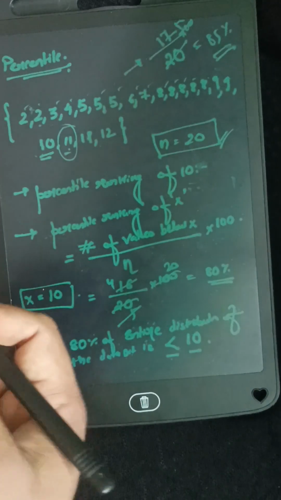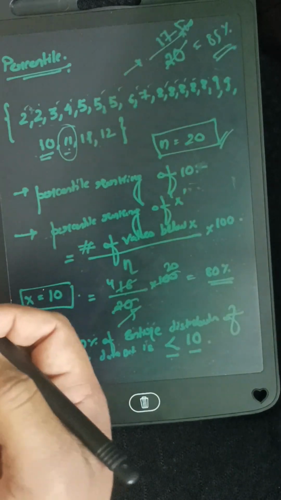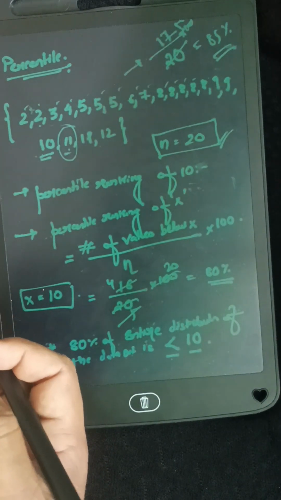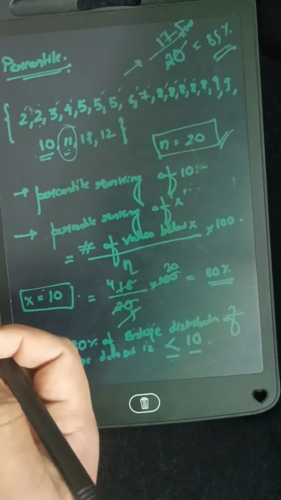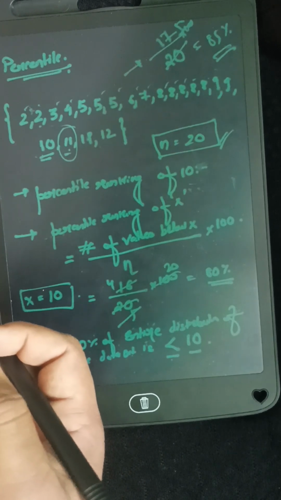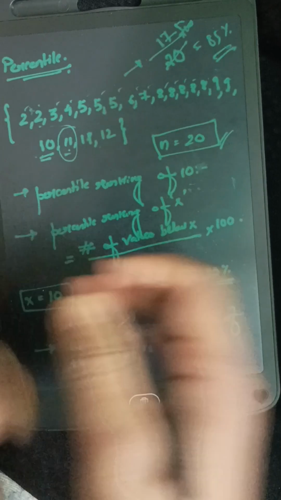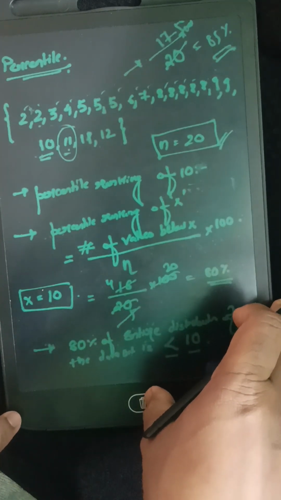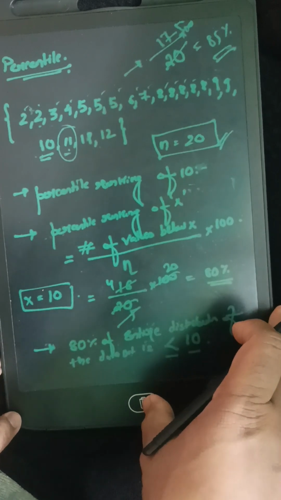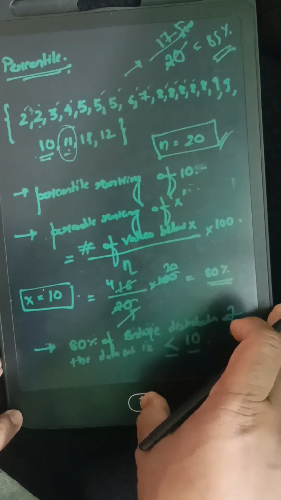So what I shall infer from this, what I shall conclude from this, is that 85% of the entire distribution within the data set is less than 11. I think this proves the concept right over here. And now I shall be moving on to find out various other percentile concepts. Let's find out.